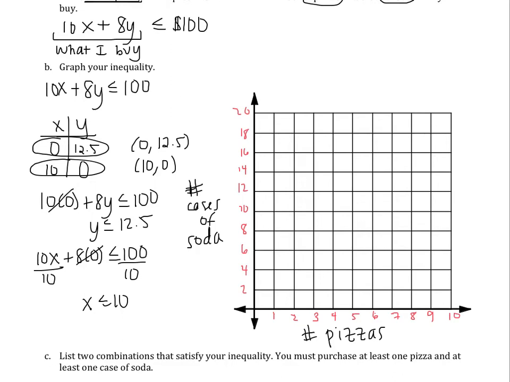Okay, so now I'm going to graph my points. 10, 0, that's right out here. 0, 12.5, I'm going to have to guess a little bit. So if I go up, this right here is going to be 13. It's right in the middle of 12 and 14. So 12.5 is going to be right here.